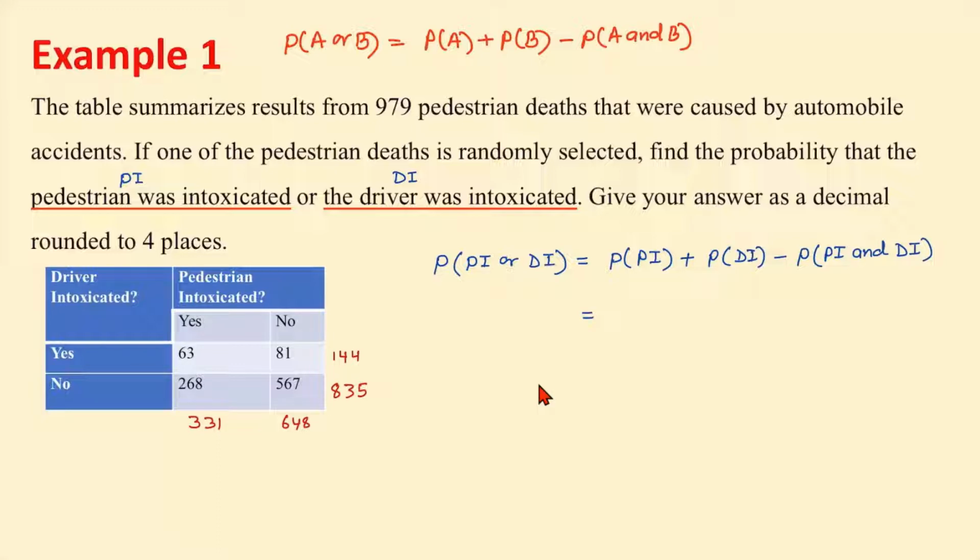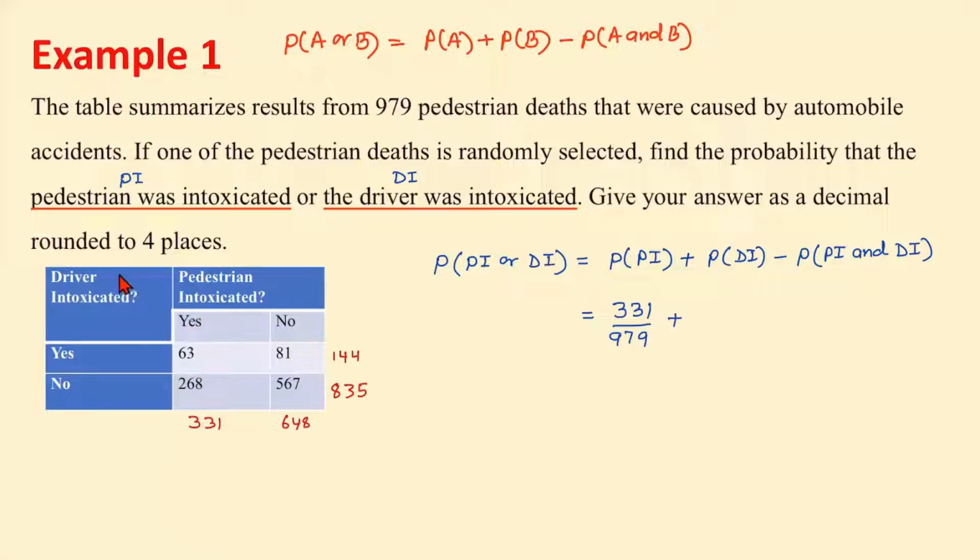Now let's find all these values. Probability that the pedestrian was intoxicated. Pedestrian intoxicated, yes, is here. And you can see that 331 accidents were there out of 979 where the pedestrian was intoxicated. So the probability that the pedestrian was intoxicated will be 331 over 979. Then plus the next one, the probability that the driver was intoxicated.